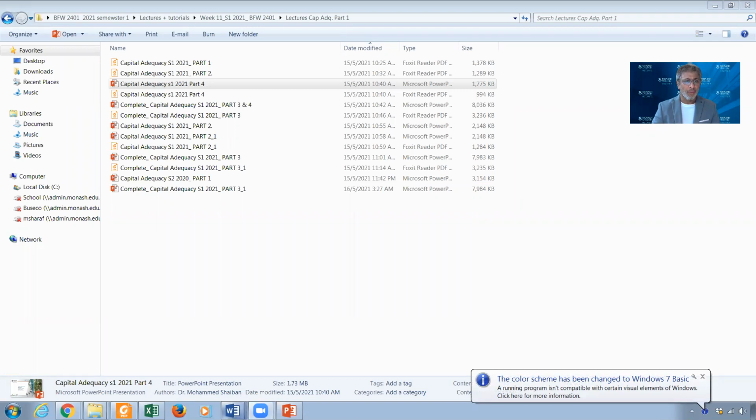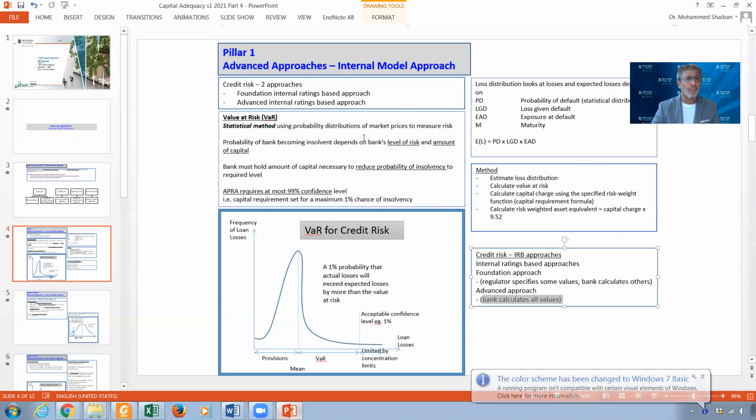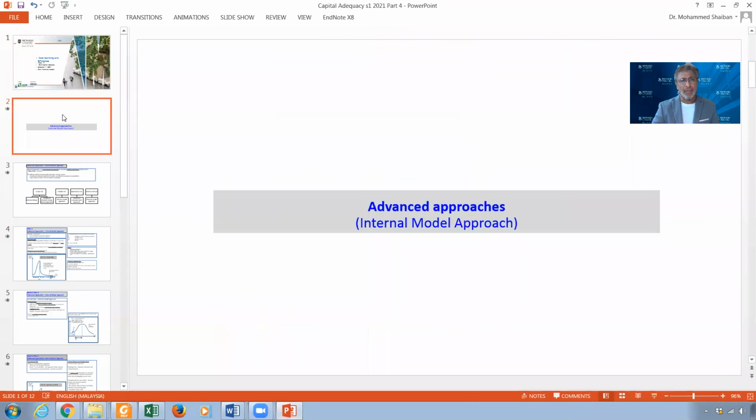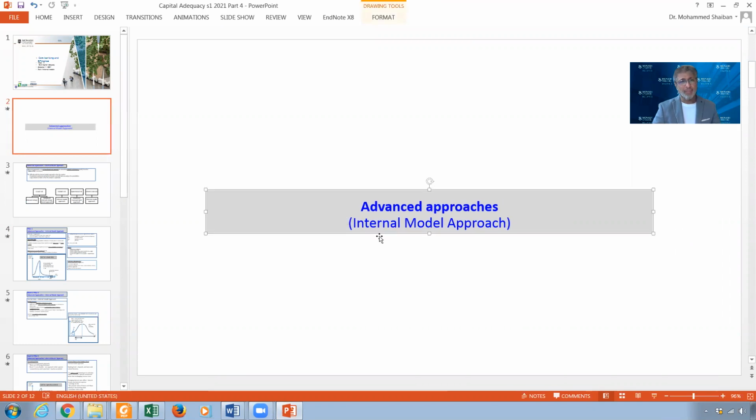So let me now share. Here we are talking about, for example, the advanced approach or internal approach, and we call it the advanced approach. We also call it internal models, because whether we are talking about advanced approaches or the internal model approach, we are actually departing from the tables or the standardized model.